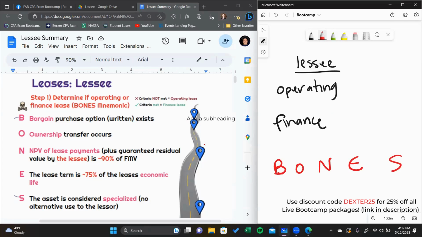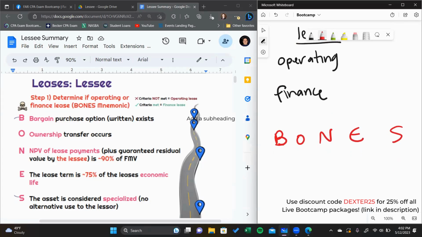We use the mnemonic BONES. Now, if any one of these criteria are met, then the lease will be classified as a finance lease. So if the B is met or satisfied, then it would be considered a finance lease. If the B and the N are satisfied, then it's still a finance lease. Only one of these needs to be satisfied for the lease to be classified as a financing lease. If none of them are met, however, then it's considered to be an operating lease.